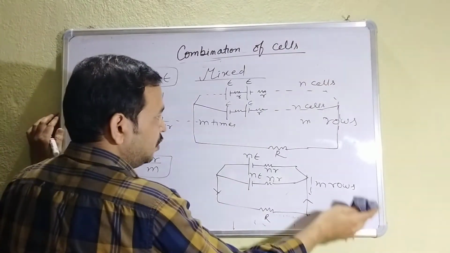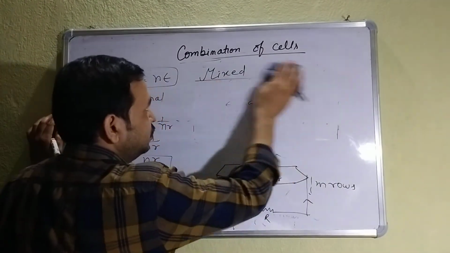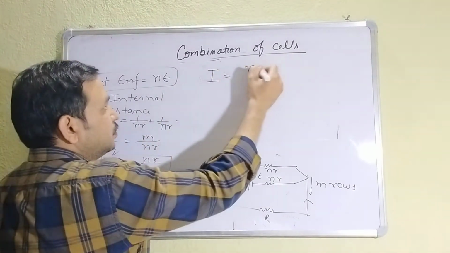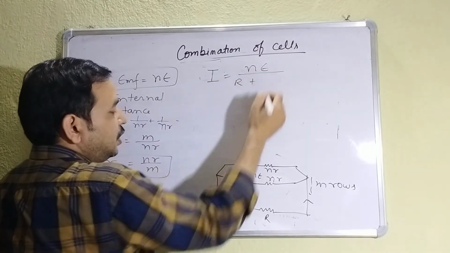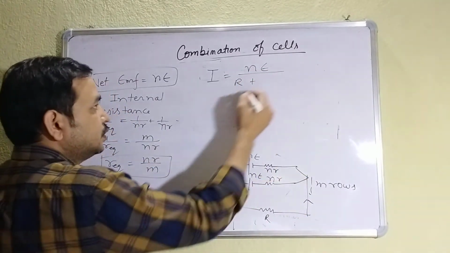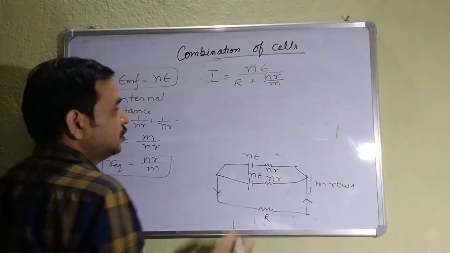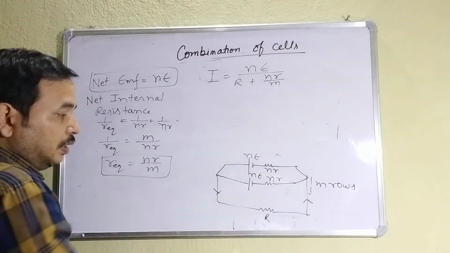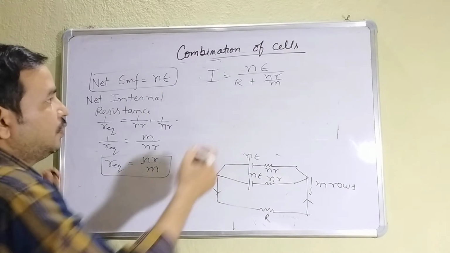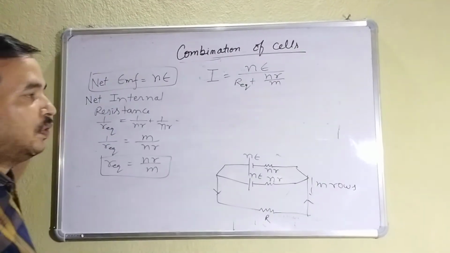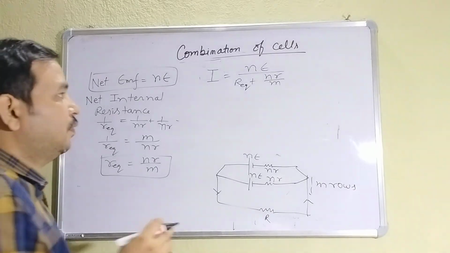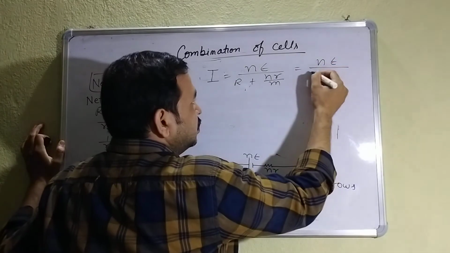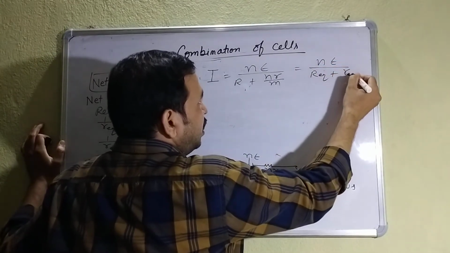Now for current, I am omitting this, it has no use now. So what will be the condition for current? Net EMF by total resistance. This is external resistance R, and this is nr by m, the internal resistance. Remember students, if there is only one resistor, you have to write R. If more than one, then you have to write R equivalent. So I am deriving for one, but in numericals, you have to write R equivalent. And this is small r equivalent. Actually this formula is R equivalent plus internal resistance equivalent.